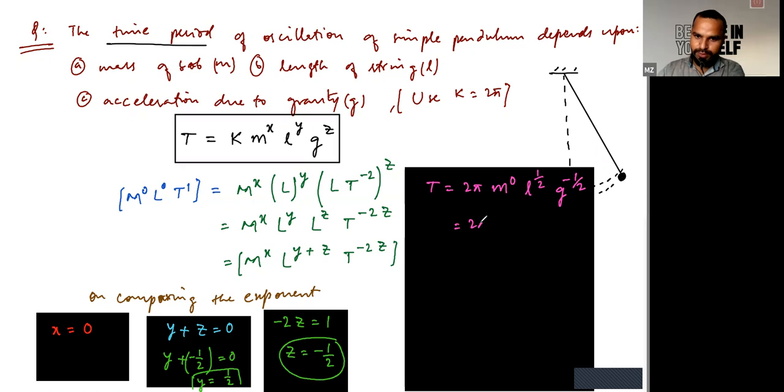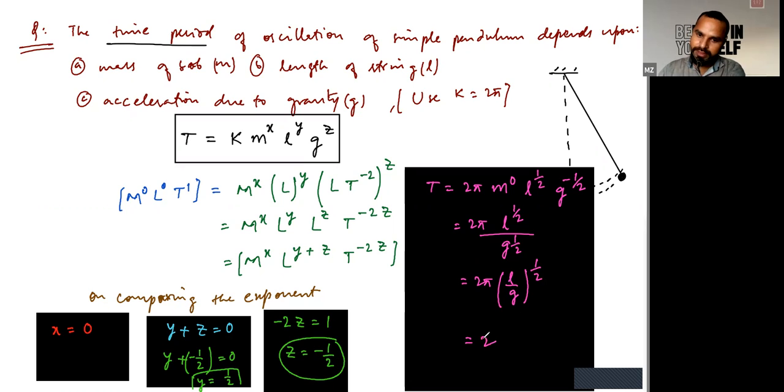So it will become 2 pi. M raised to 0 is 1, so neglected. L raised to half and g raised to minus half. So on moving to denominator, it will become plus half. Now these two terms having same exponent, so we can take it together. So you will write it as 2 pi L over g whole raised to the power half. Half in exponent can be written as square root.